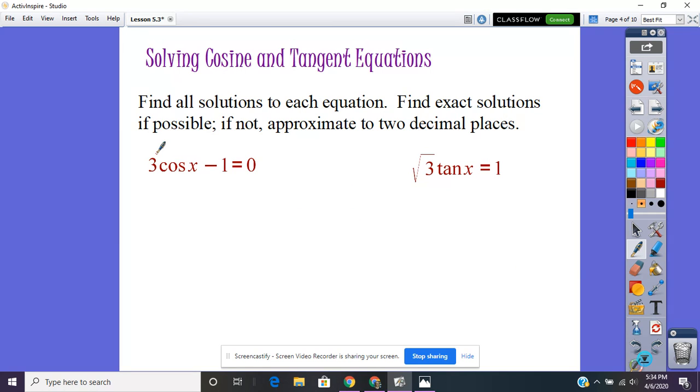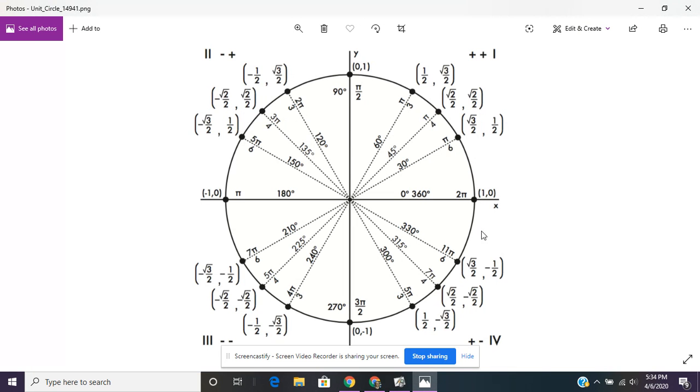So let's look at another one, or another two. Now on these you may have to actually solve and get those equations by themselves. On our first one here, we know that if we want the cosine by itself, we need to add the 1 and divide by 3. And it says find exact solutions, if not possible, approximate to 2 decimals. All right. So we're going to figure this out. So cosine of x equals 1 over 3. Now the problem that I can foresee with this is cosine does not equal 1/3 anywhere on this circle.